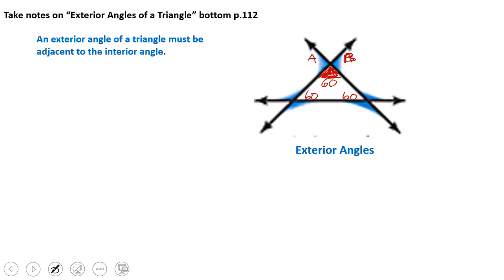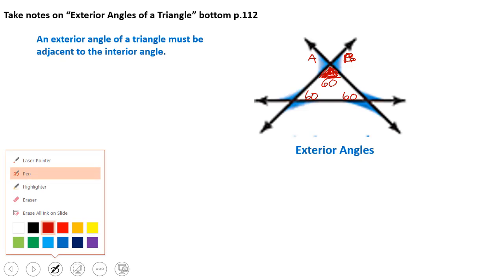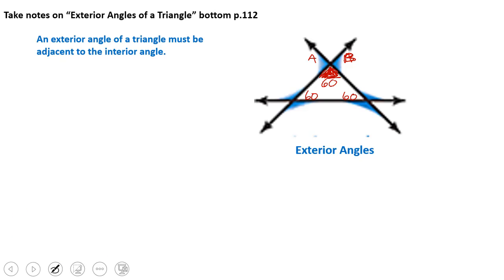Even though each interior angle has two exterior angles, mathematically, we are only going to count one of those angles at a time. Either A or B. We're not going to count both A and B. It's A or B. And here's why. Angle A happens to be adjacent to our 60-degree interior angle, and it is also supplementary. You can see it forms that straight line. Since they're supplementary, 180 minus 60 is 120. And B is also supplementary to that interior angle, so it's also 120.